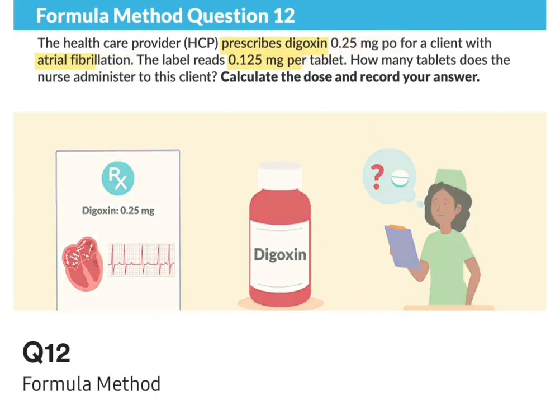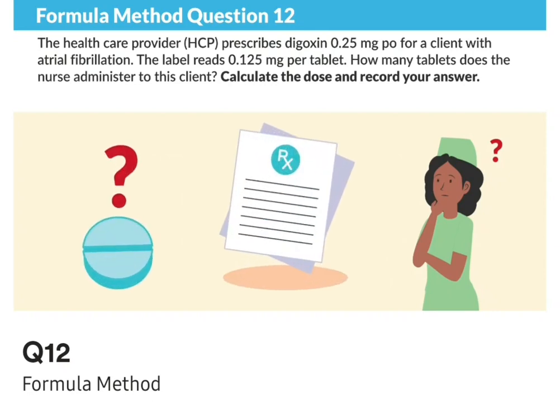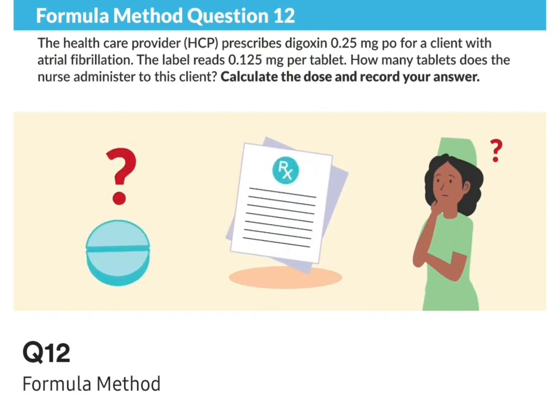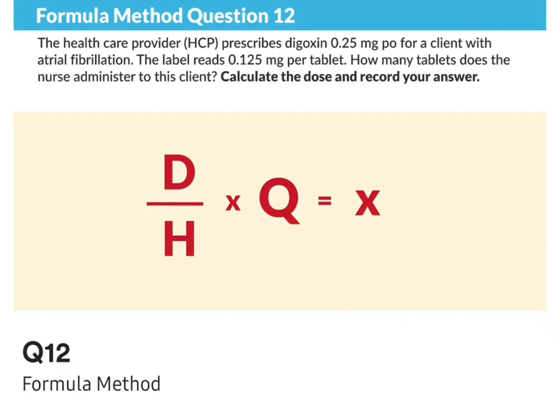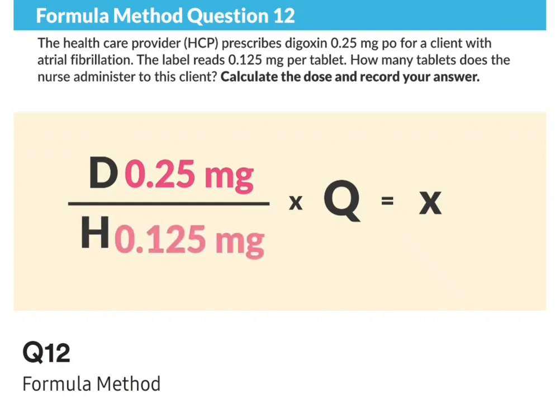Okay, so let's set this up here. So first, we're identifying what we're solving for. We're solving for tablets per dose, right? So this is the formula method. So let's set it up. D over H times the quantity. So D is the desired or basically doctor's ordered dose. So D is 0.25 milligrams. H is for what you have on hand, 0.125 per tablet. Now, the D and the H are both in milligrams, so that's good.